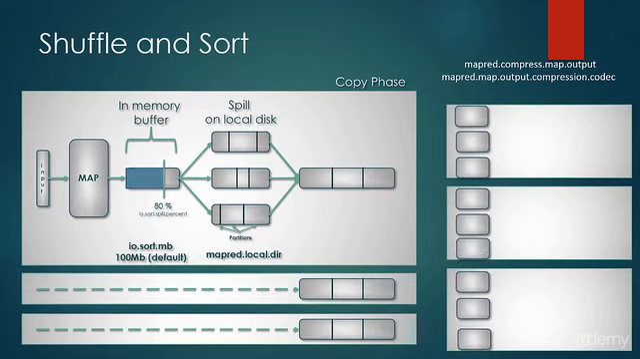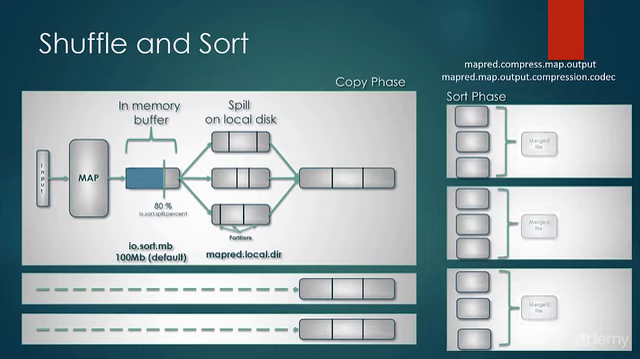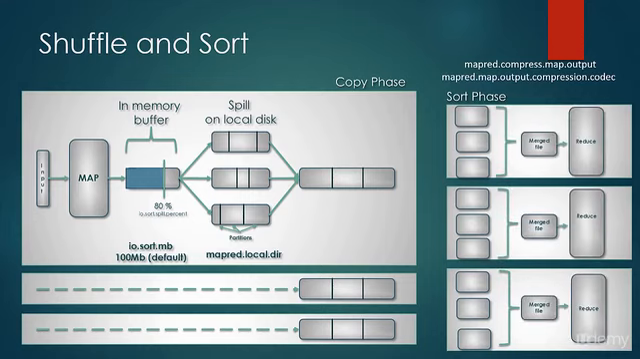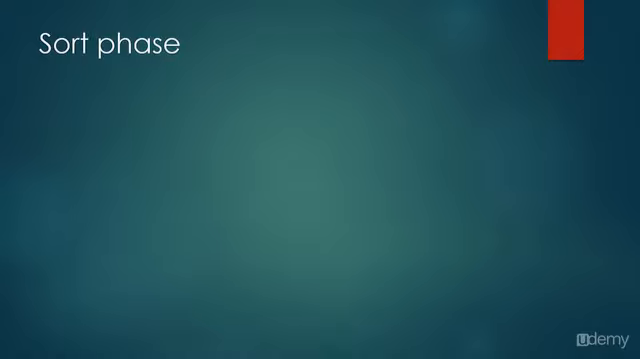After this comes the sort phase, and in this phase, the reducer merges the map's outputs, which are then fed into the reducer to create the final result. The mechanism in the sort phase is a little more involved. Let us look at the sort phase.